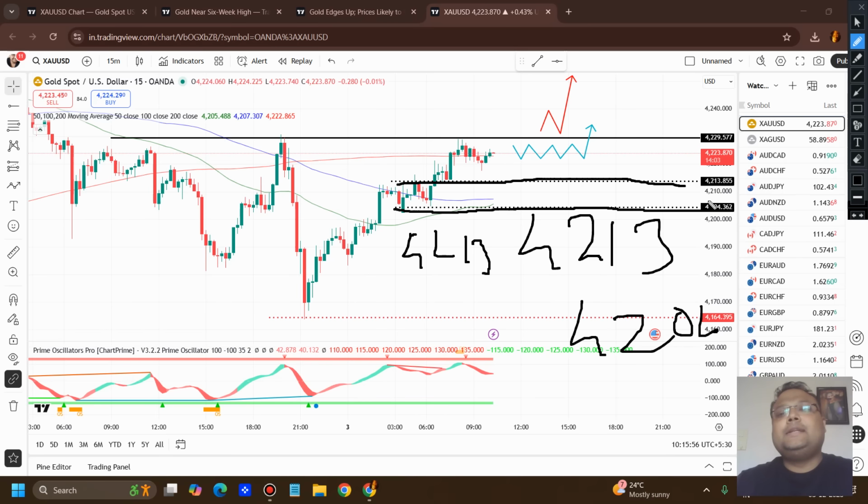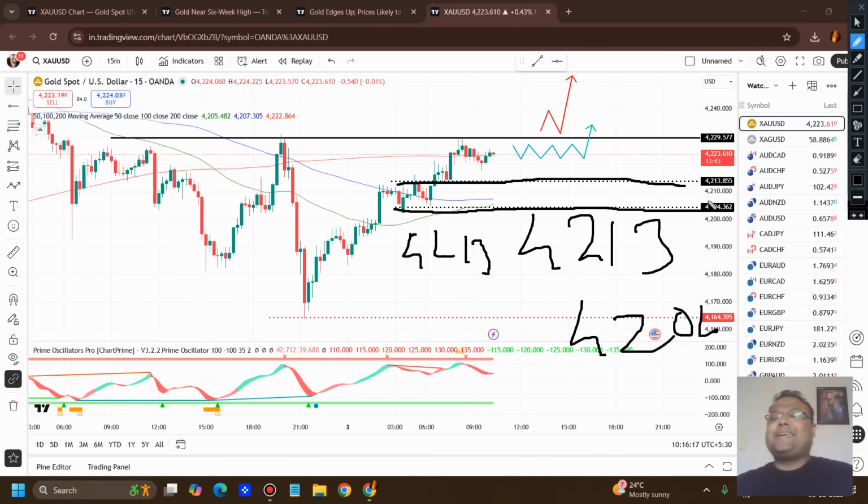I'm drawing the line here, but that doesn't mean that it is precisely 4204, because if you check the same line on your chart, it will be different. Why? Because forex is a decentralized market, so these levels always work as zones. So 4204 means it can be 4205 as well, it can be 4203 as well.